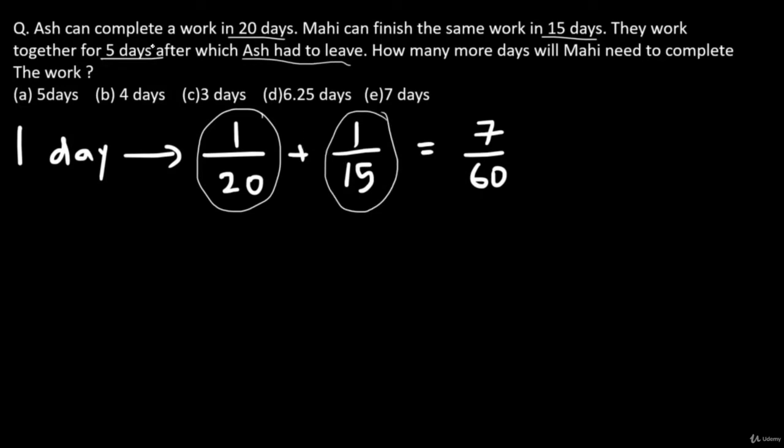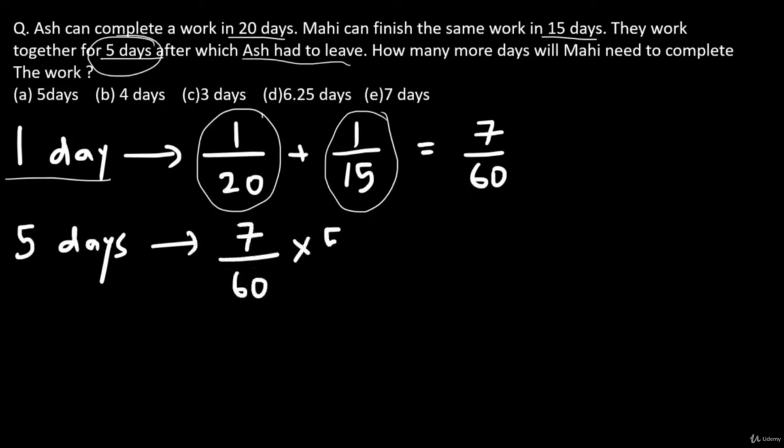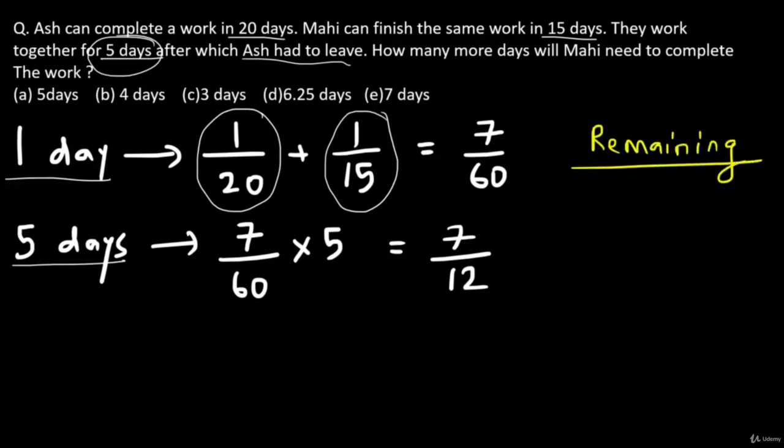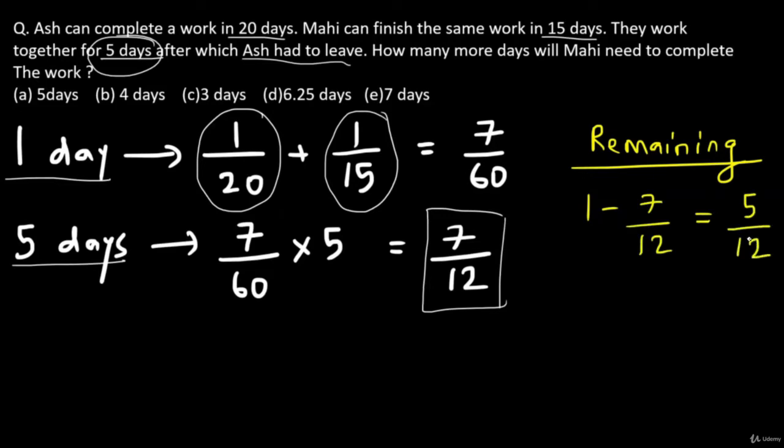Alright, now it's given that they work together for 5 days. So in one day, they complete 7 by 60 of the work. So in 5 days, they will complete 5 into 7 by 60, right? So that is equal to 7 by 12 of the work. Now, after 5 days have passed, how much of the work is remaining? So we have 1 unit of work to complete and 7 by 12 of that unit is completed. So the remaining part is 1 minus 7 by 12, which is equal to 5 by 12. So 5 by 12 of the work is remaining.